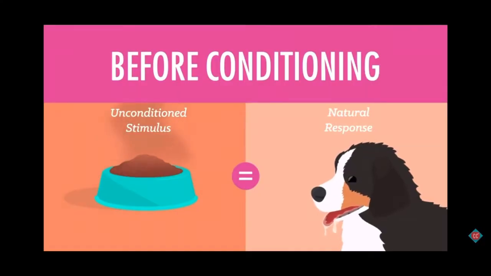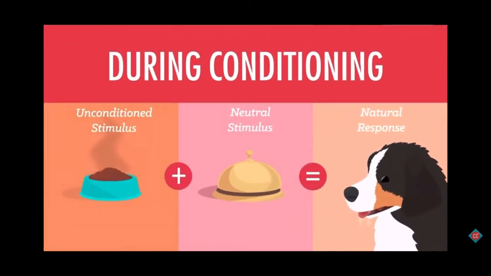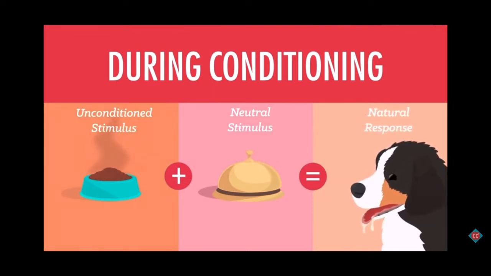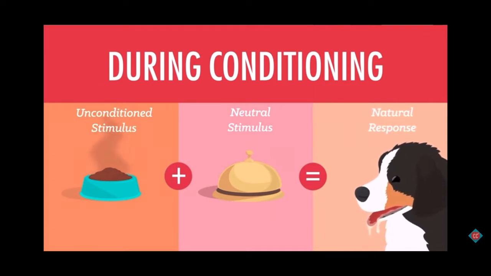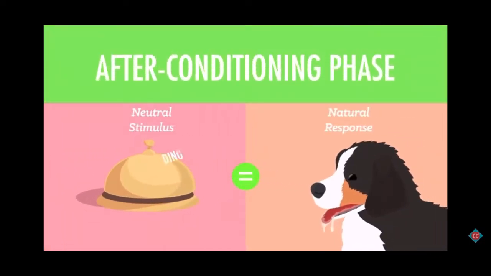First, before conditioning, the dog just drools when it smells food. That smell is the unconditioned stimulus, and the slobbering, the unconditioned or natural response. The ringing sound, which at this point means nothing to the dog, is the neutral stimulus, and it produces no drooling. During conditioning, the unconditioned stimulus, the food smell, is paired with the neutral stimulus, the bell sound, and results in drooling. This is repeated many times until the association between the two stimuli is made in a stage called acquisition. By the time you get to the after conditioning phase, that old neutral stimulus has become a conditioned stimulus because it now elicits the conditioned response of drooling.